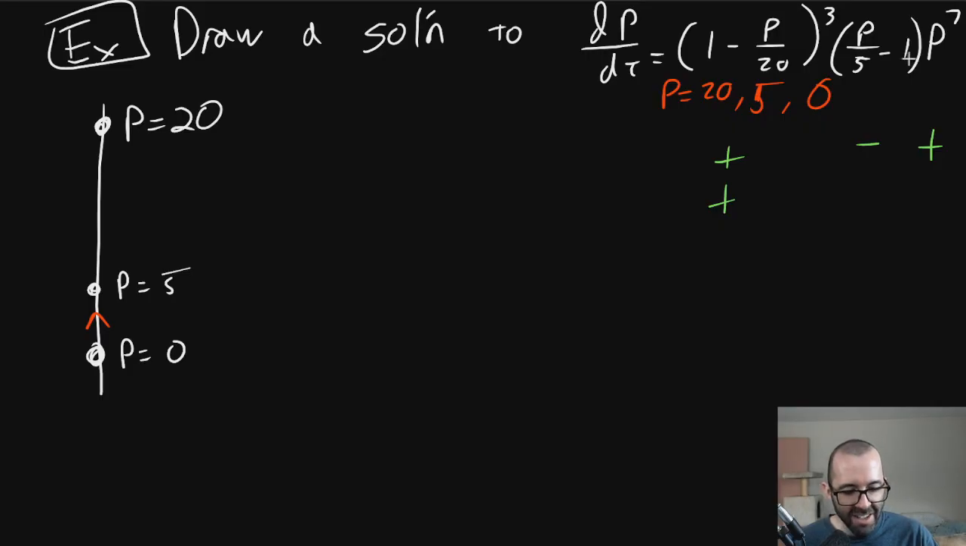Yeah, just making sure I'm right. This is positive, this is still negative, and now this is negative. All right, so the whole thing is negative, which means the function is decreasing.